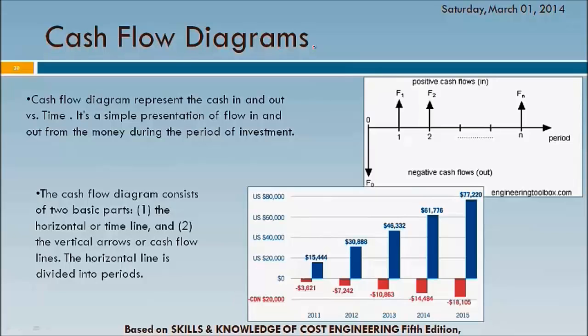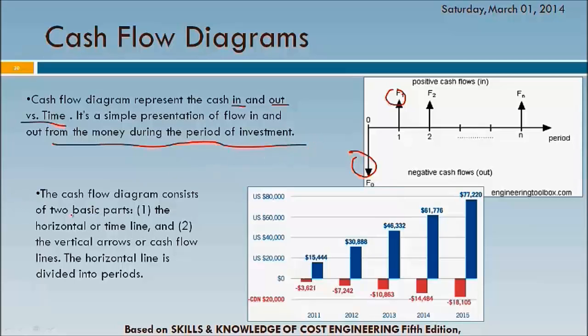Cash flow diagrams. What's meant by cash flow diagrams? A cash flow diagram represents the cash in and out versus time. So this is the simple definition of a cash flow diagram. It's a representation of your cash in and out. This is out and this is in. We're going to explain more, but let us continue reading. It's a simple presentation of the flow in and out of the money during the period of investment.